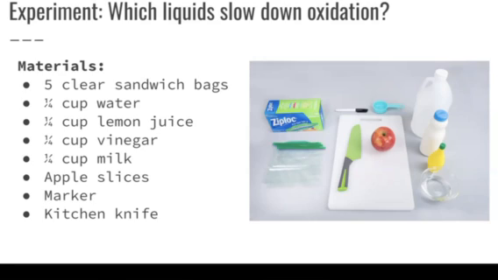Now, based on the information we saw on the previous slide, we can hypothesize that lemon juice will be the most effective at slowing down the oxidation process because of the presence of ascorbic acid. But we do want to investigate this hypothesis. In addition to these liquids, you will also need apples, a kitchen knife to cut the apple, and also a marker to label the bags.